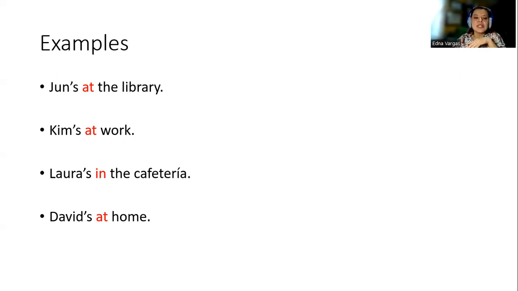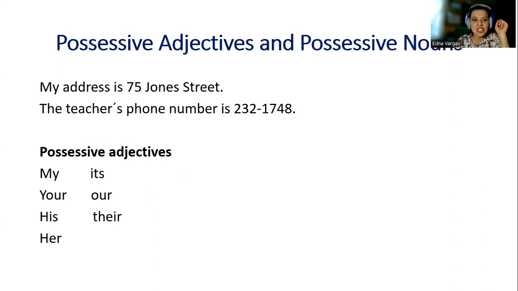And well, these are some examples. John's is a contraction of John is. John's at the library. Kim's at work. Lara's in the cafeteria. David's at home. Okay, so these are some examples using prepositions.